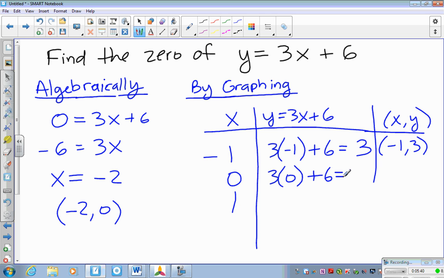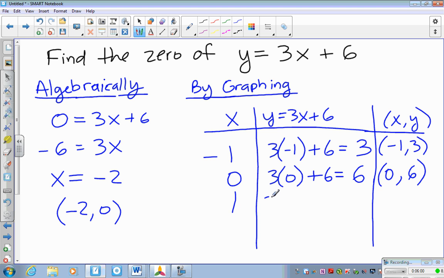I can't tell you how many times I hear students say that. Anything times 0, we learned that was the zero product property, is 0. And 0 plus 6 is 6. We learned that that was the additive identity. And so this is the point 0, 6.